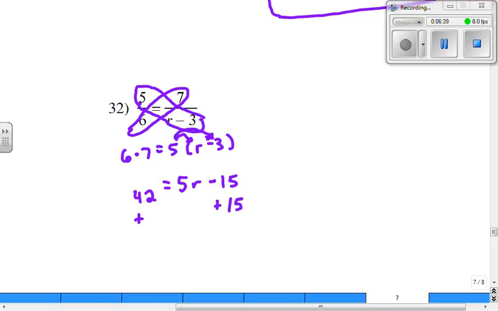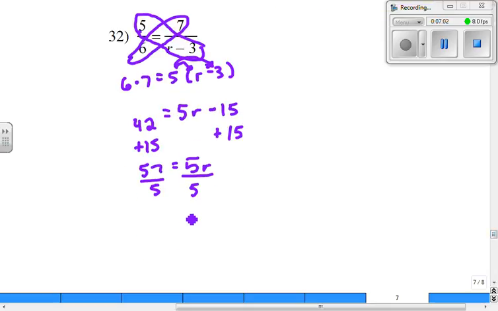Now I'm going to add 15 to both sides. That gives me 57 is equal to 5r. I'm going to divide both sides by my coefficient of r. And r equals, well, 5 goes into 57 11 times. And then we have 2 left over, our whole, which is 5. So it's 11 and 2/5. R is equal to 11 and 2/5.